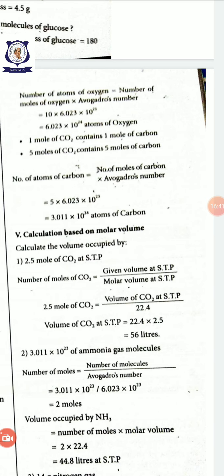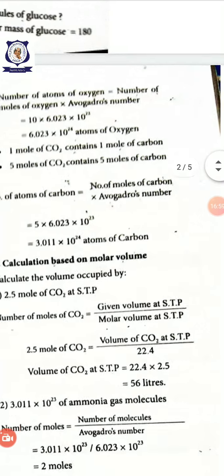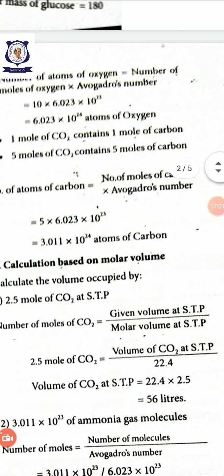See, number of atoms of oxygen is equal to number of moles of oxygen into Avogadro number. How many moles here? 10 moles. So 10 into 6.023 into 10 power 23. While you are multiplying by 10, just increase the power. So here 23, multiplying by 10, it is 24. So if you know the number of moles, moles into Avogadro number gives number of atoms.